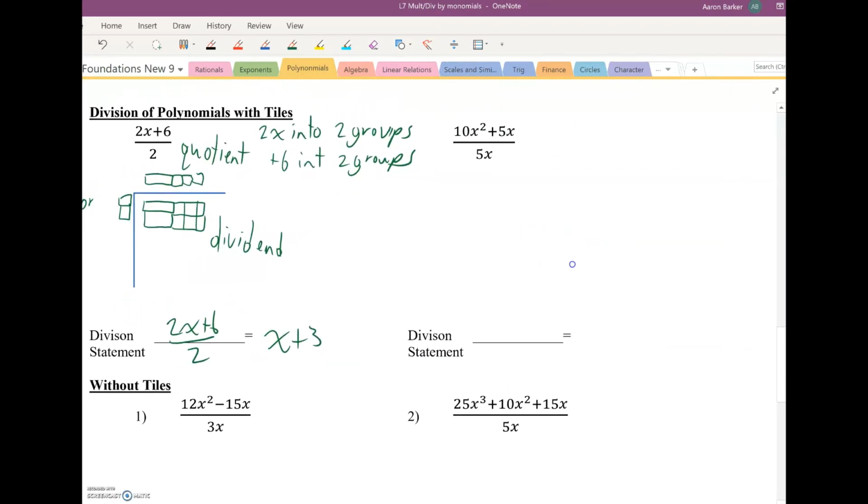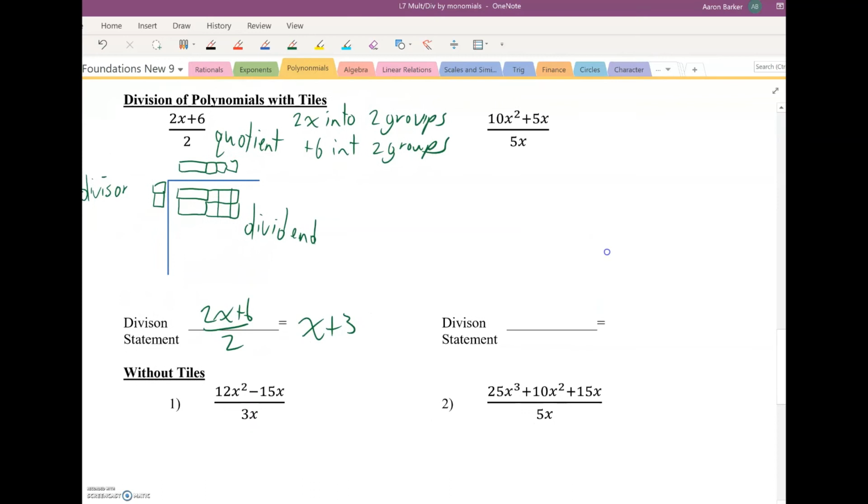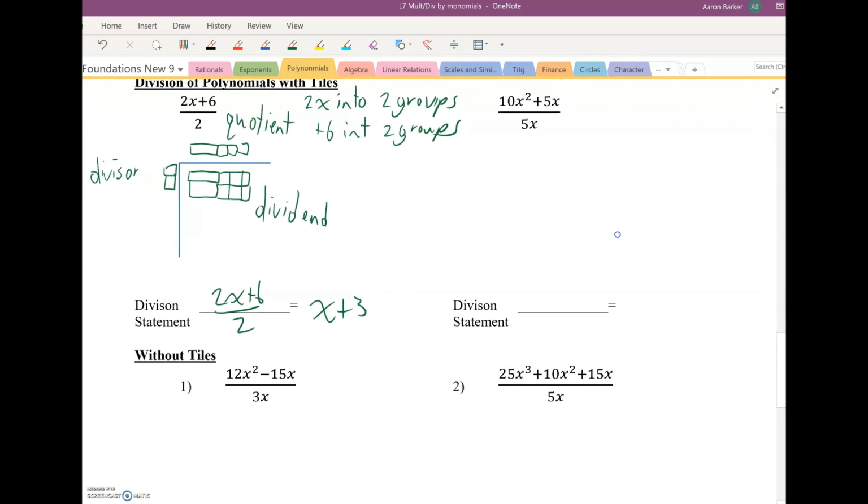Without the tiles, okay, what will we do? We would just divide each one separately. So we would have 2x plus 6 arranged into 2x divided by 2 and plus 6 divided by 2. Okay, and that's exactly what we have up there.